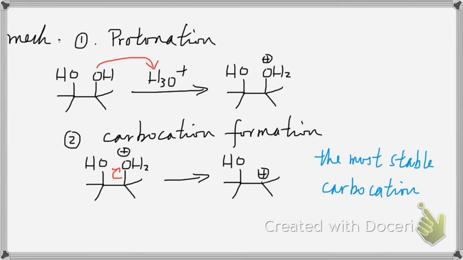If the diol is not symmetrical, the key here is we want to form the most stable carbocation. So if the diol is not symmetrical, the OH group that is attached to a more substituted carbon will be protonated and form the carbocation. Okay, so we want the most stable carbocation.